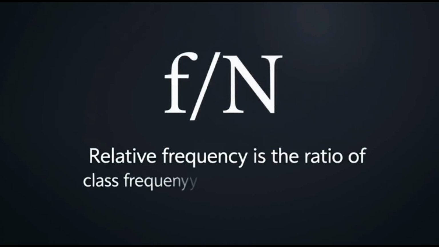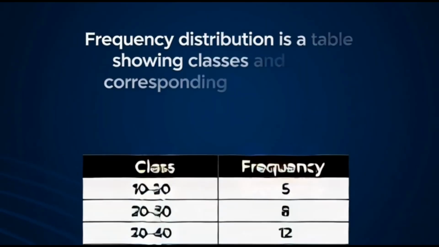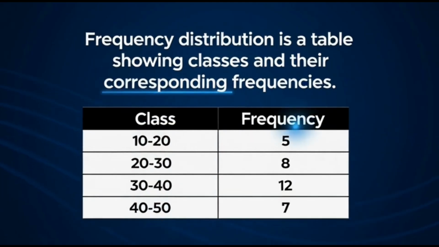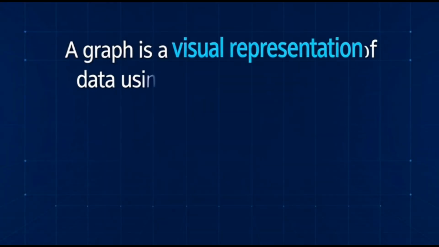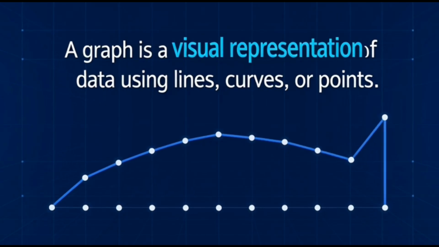Relative frequency is the ratio of class frequency to total frequency. Frequency distribution is a table showing classes and their corresponding frequencies. A graph is a visual representation of data using lines, curves, or points.